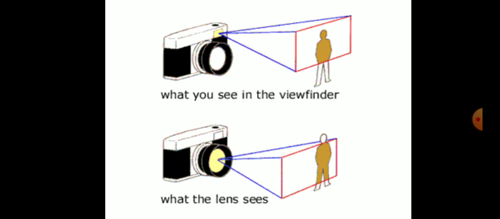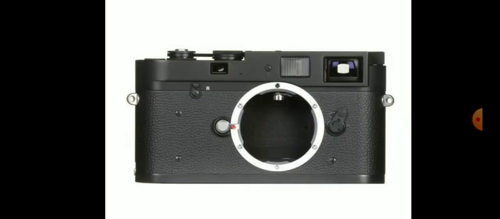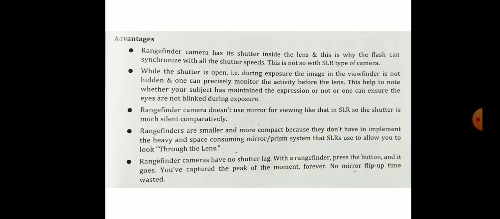I hope you get what I want to say, that a rangefinder is slightly different from whatever you're observing through the SLR. Okay, so there are some advantages of rangefinder cameras too. The rangefinder camera does not have any quality compromises compared to SLR cameras. It has its shutter inside the lens, and this is why the flash can synchronize with all the shutter speeds. This is not so with the SLR type of camera.